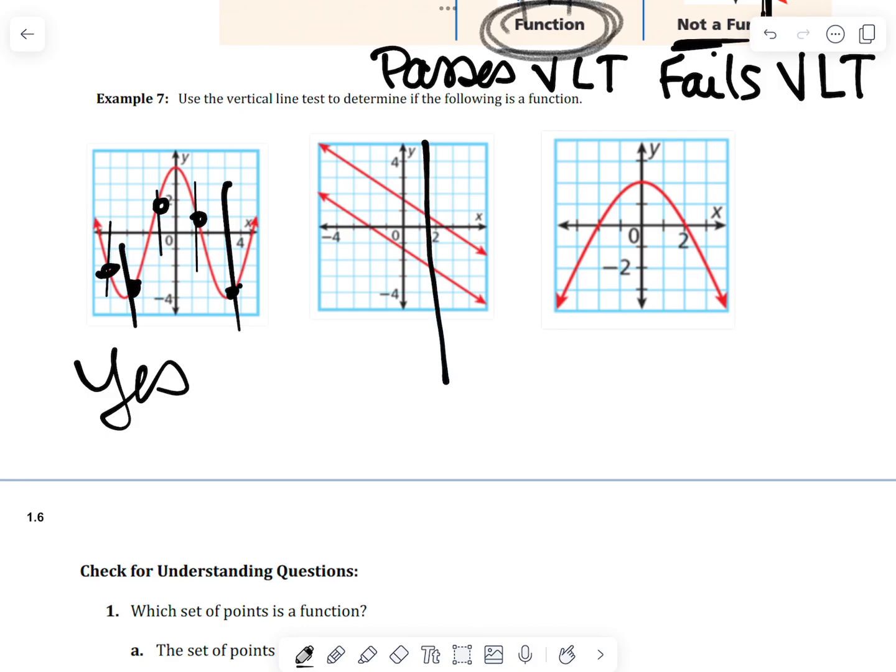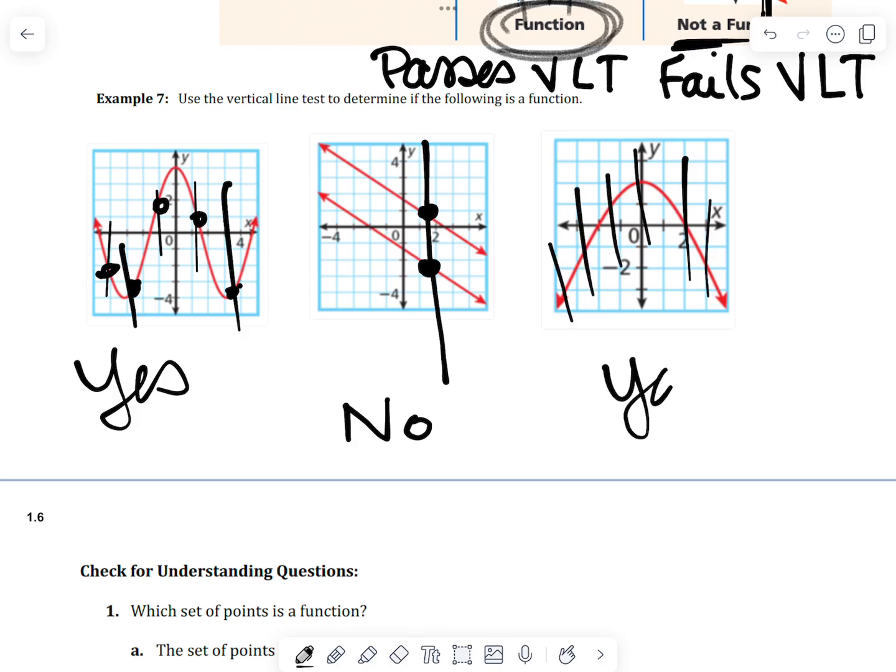If I draw a vertical line here, it touches twice. This is not a function. Vertical lines, vertical lines here. This one also passes the vertical line test.